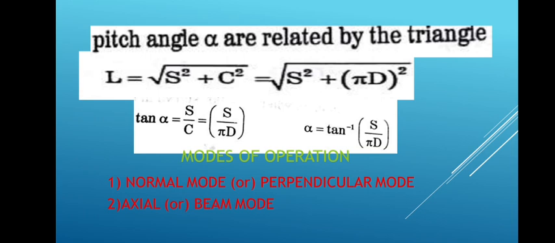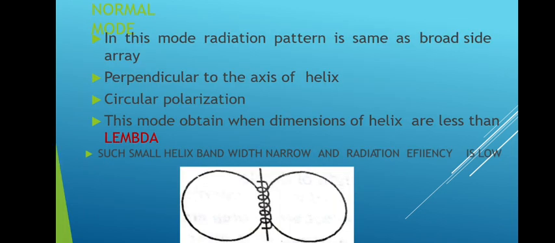Pitch angle may give the radiation patterns in a particular mode of operation. Generally n number of modes is available, but we take only 2 modes of operation for the helical antenna. One is the normal mode operation, which is the perpendicular mode, that is the broadside mode of operation. The second one is the axial mode operation, which is the end-fire operation. Here we first take the normal mode of operation.